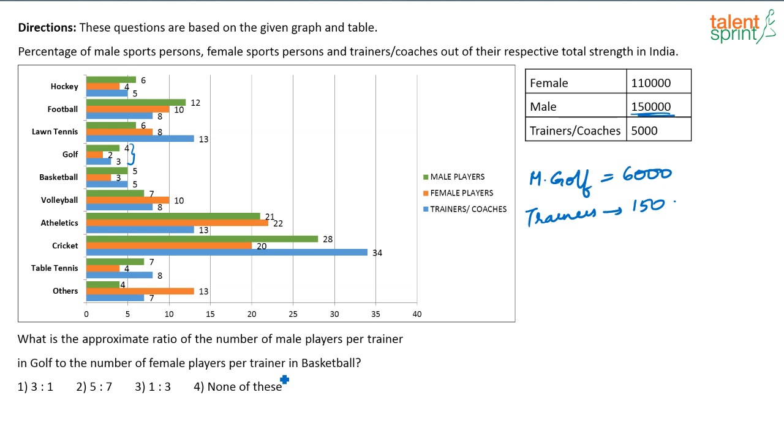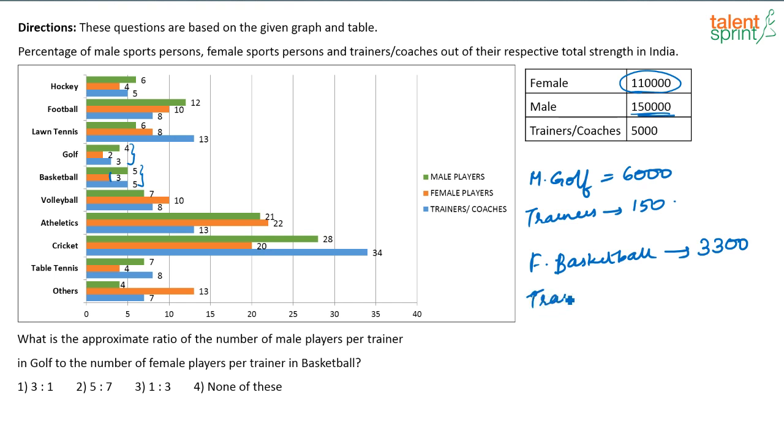Similarly, the number of female players per trainer in basketball. Where is basketball? This is basketball. Sorry, how many female players are there in basketball? See, this is 3, correct? 3% of female players are there in basketball. Now, what is 1% of the total number of female players? 1,100. 1,100 into 3 will be 3%, or 3,300 female players are there in basketball.